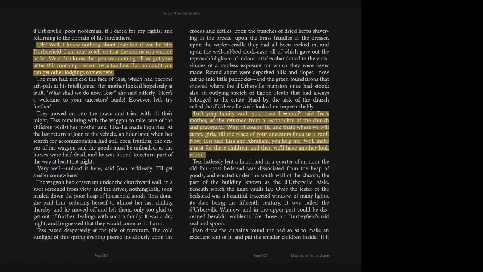Isn't your family vault your own freehold? said Tess's mother, as she returned from a reconnoiter of the church and graveyard. Why, of course it is, and that's where we'll camp. Girls, till the place of your ancestors finds us a roof. Now, Tess and Liza and Abraham, you help me. We'll make a nest for these children, and we'll have another look around.